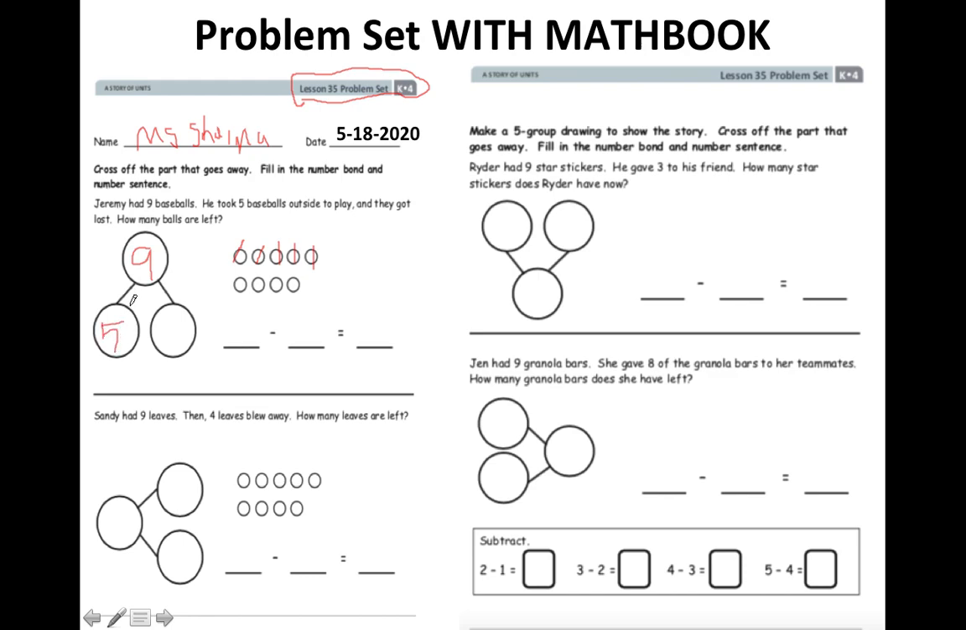But since he lost it, I'm going to put an X on my 5 to show that they are gone. How many balls does he still have left? He has 4. So I'm going to put 4 as one of the parts. So now I have to match the number bond with the number sentence. So I know I have 9 that I started with, and 5 are missing or they were lost. So 9 minus 5, how many left?